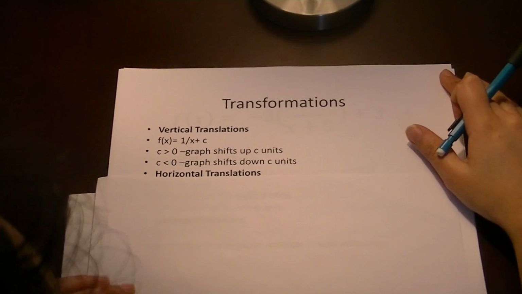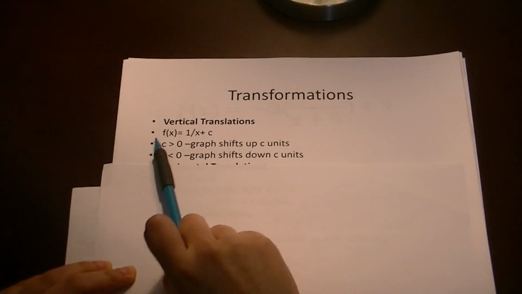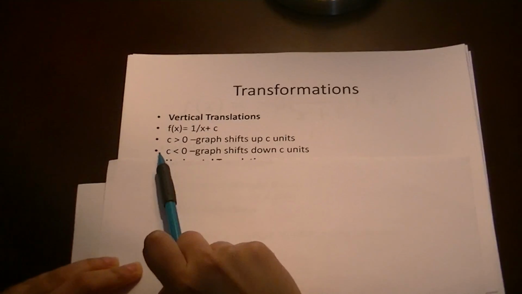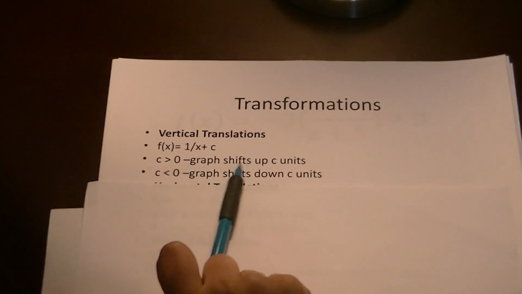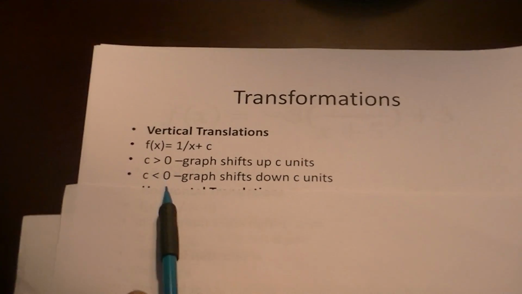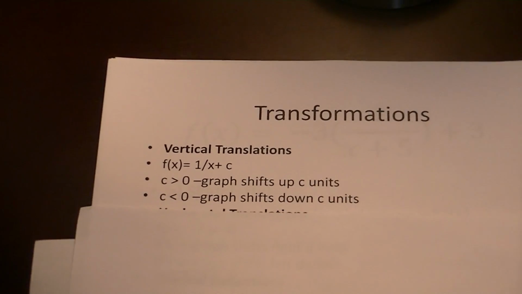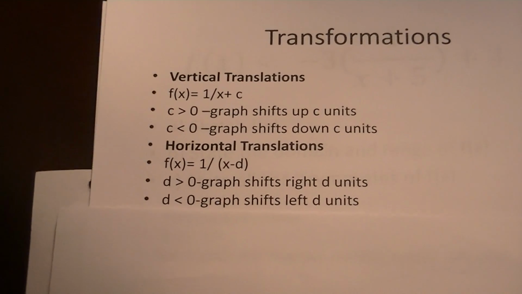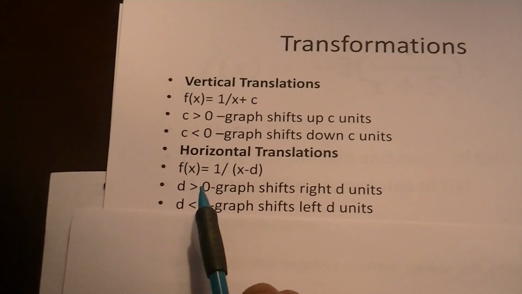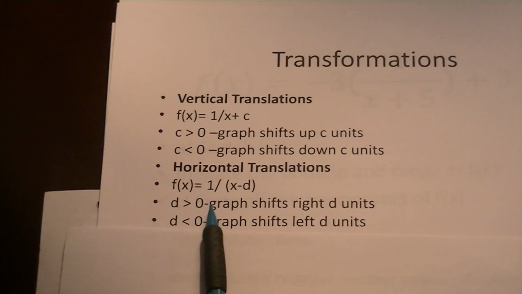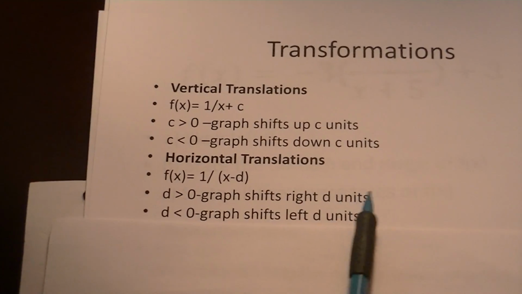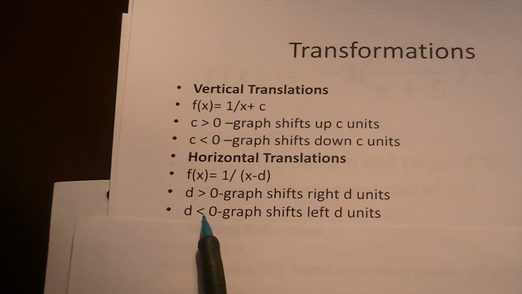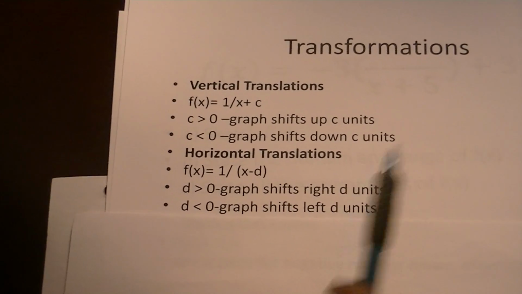So let's just recap on the transformations. A vertical translation is represented by the c. So f of x equals 1 over x plus c. When c is greater than 0, the graph shifts up c units, and when c is less than 0, the graph shifts down c units. Horizontal translation is represented by the d. So f of x equals 1 over x minus d. When d is greater than 0, the graph shifts right d units, and when d is less than 0, the graph shifts left d units.